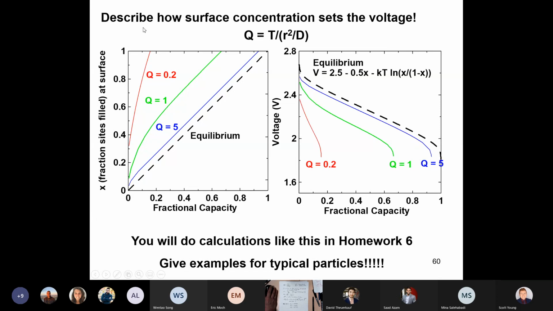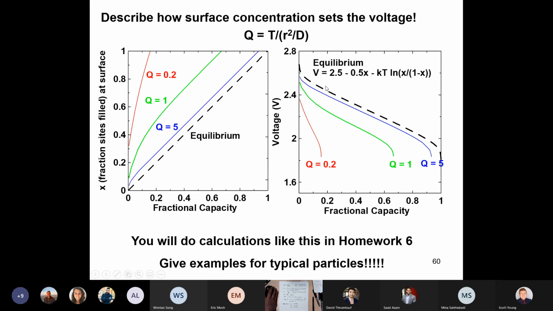you can then calculate the impact of all of this on the voltage curve, because the surface concentration sets the voltage. So if you know X at the surface, you just put that value of X into our mean field expressions, for example, for the voltage curve, okay? So I picked one here that sort of mimics titanium disulfide, 2.5 volts equilibrium voltage, and then you've got a repulsive mean field interaction of ½ volt for X = 1, and then this entropy related term. We've seen all this before, okay?